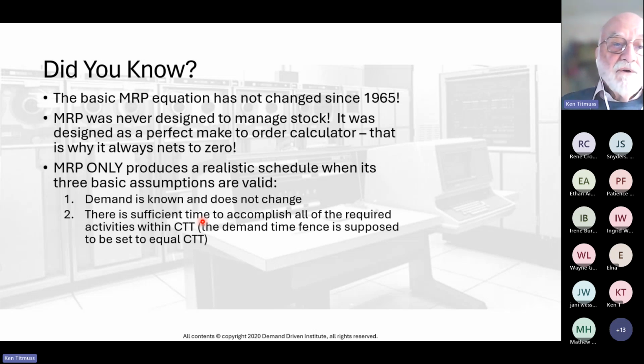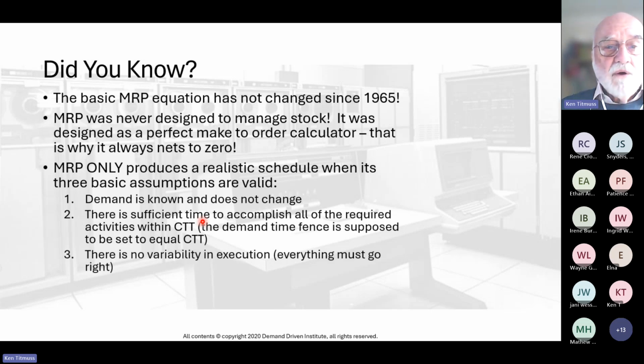Well, if you're selling food, I don't want to go into the supermarket and put in an order for milk and wait for the cows to be milked and for the product to come through the supply chain. So our customer tolerance times have become exceptionally short, and we don't have time to accomplish all the required activities in that time. And of course, there's no variability in execution.